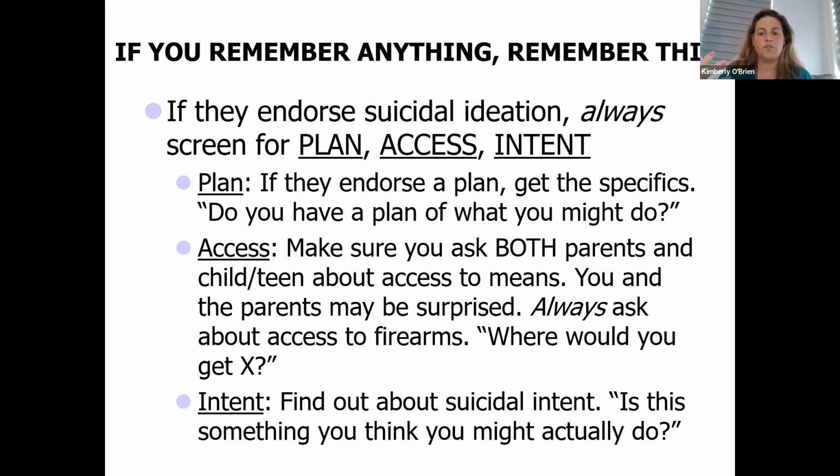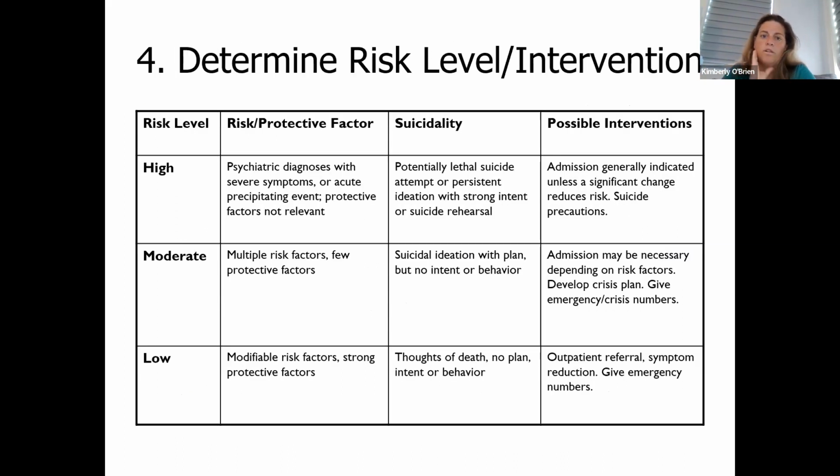The way I assess for intent is I usually explore plan and access for all these things and really understand them and what the kid's thinking about it. And then I'll say, so is this something you think you might actually do? And then you listen to how they respond to that, and you can do further inquiry there if indicated. Okay. Step 4, that's determining risk level and intervention.